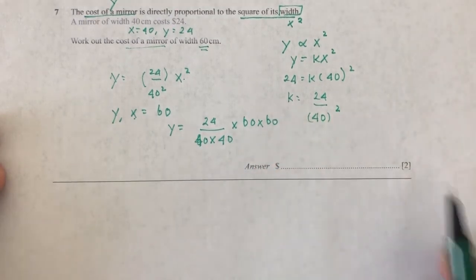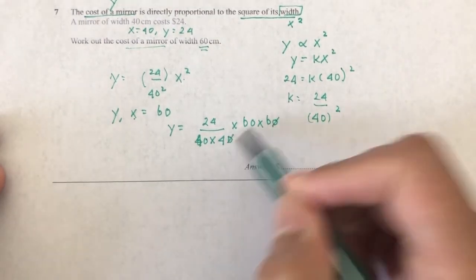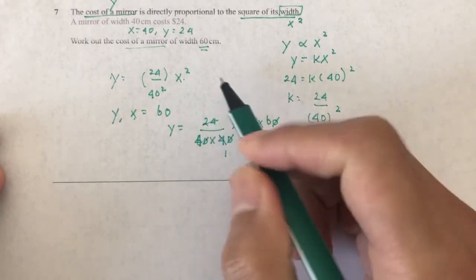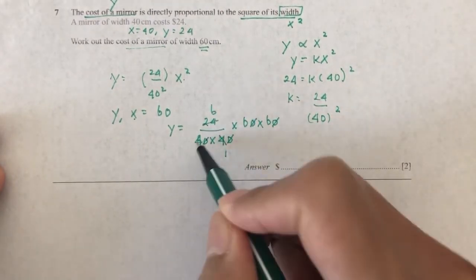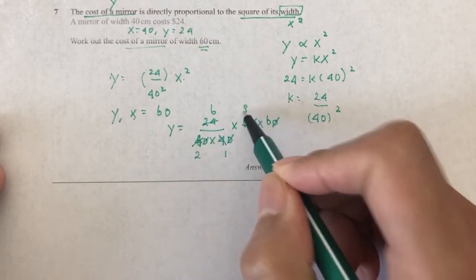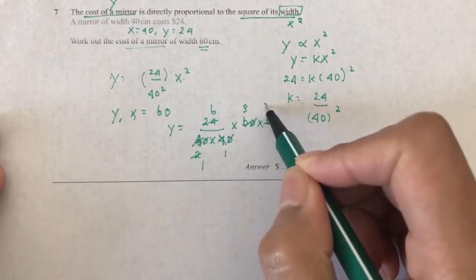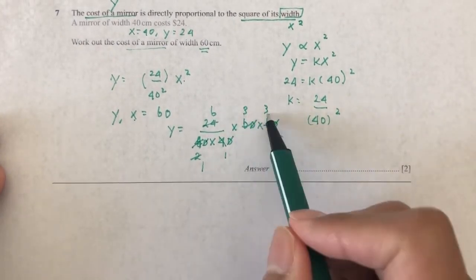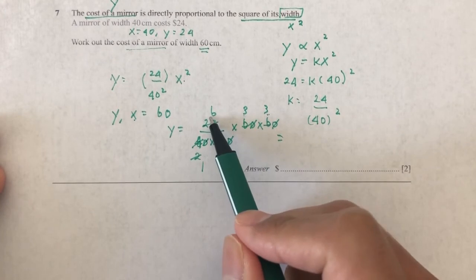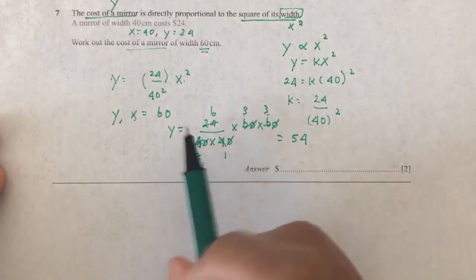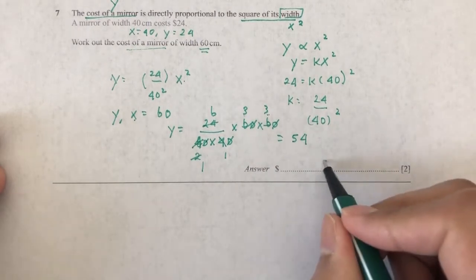So now we have to solve. So 0 cut, 0 cut, 4 goes away. We have 6, and then divide by 2, we have 2, 3, divide by 2 again, we have 3. So the answer will be 6 times 3 times 3. So 3 times 3 is what? Is 9. 9 times 6 is 54. So answer for part 7, it is $54.